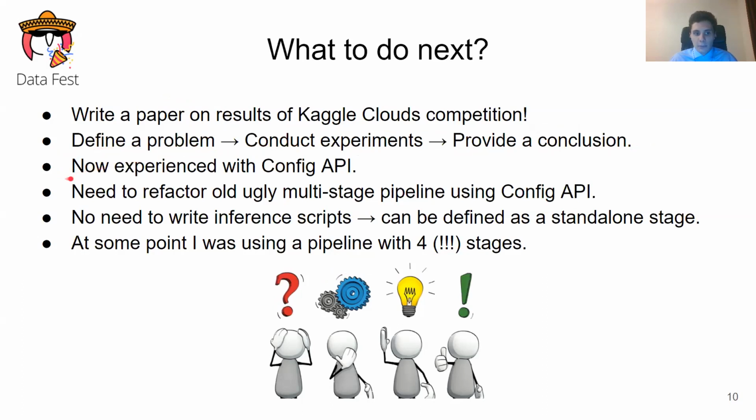So at that time, I was already experienced with config API, and I had that old pipeline from the first competition, and I just decided to refactor that old ugly multi-stage pipeline with the help of config API. The good thing is that I didn't need to write any inference scripts or any additional scripts that, for example, do post-processing, because they all could be defined as a standalone stage inside a configuration file. And at some point, I was using a pipeline with 4 stages, and I will briefly talk about it.